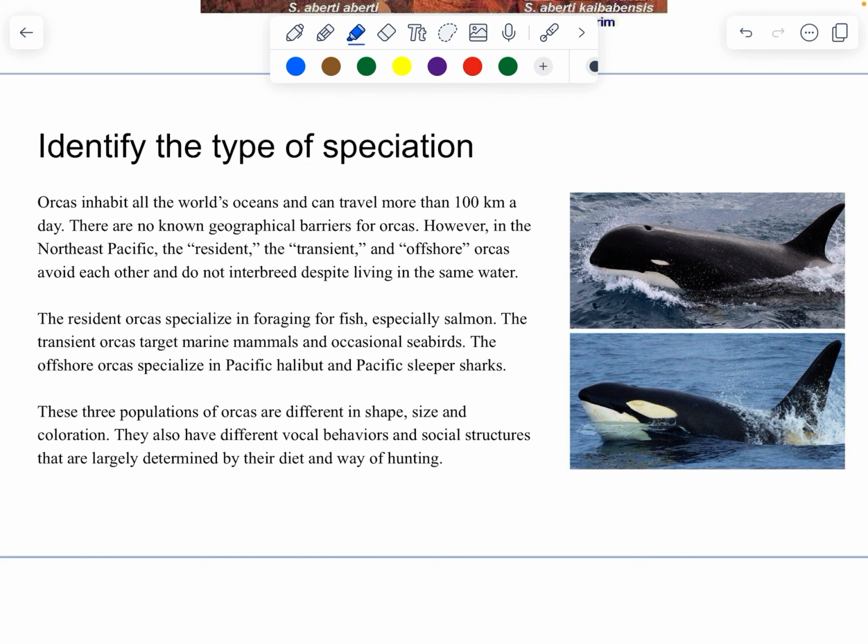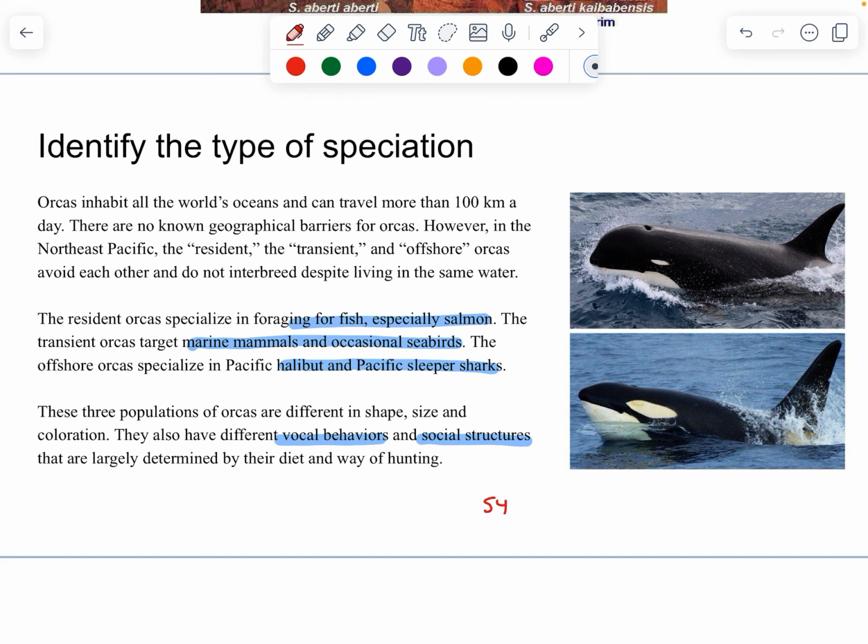The resident orcas specialize in foraging for fish, especially salmon. The transient orcas target marine mammals and seabirds. The offshore orcas specialize in Pacific halibut and Pacific sleeper sharks. So they have very different food sources. They are utilizing different sets of resources in the same geographic location. So these 3 populations of orcas are different in shape, size, and coloration. They also have different vocal behaviors and social structures, which are really important for their survival and how they function.